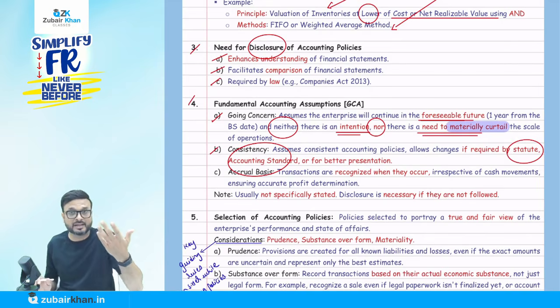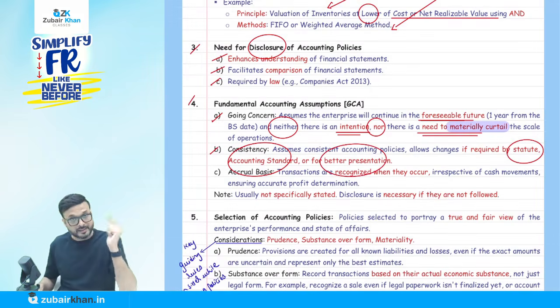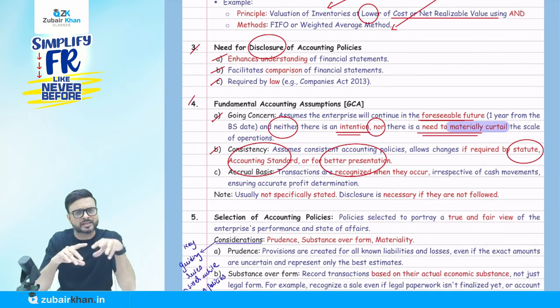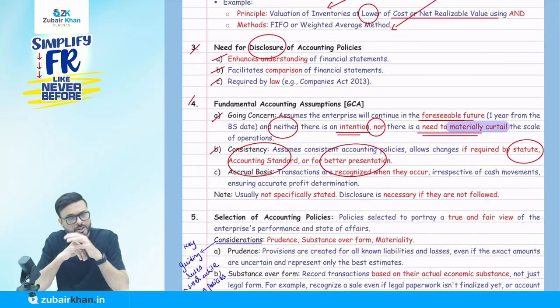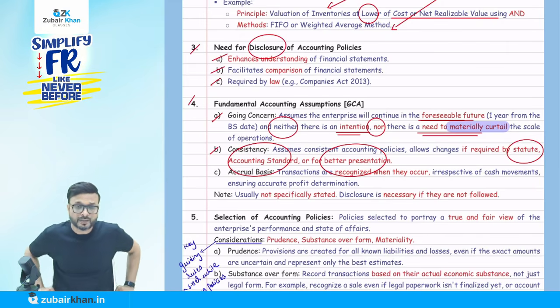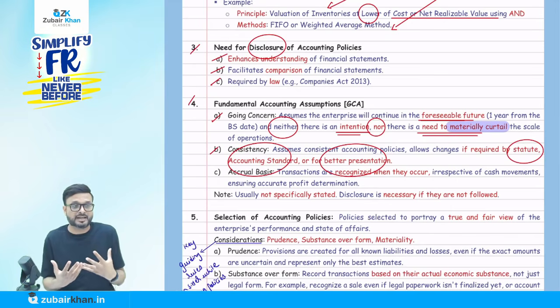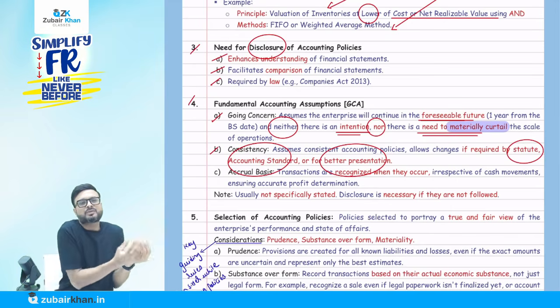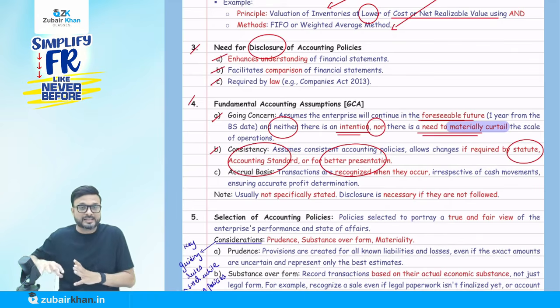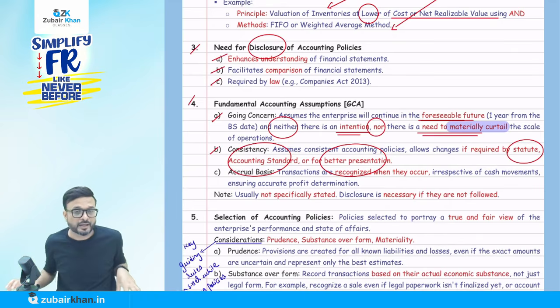Or for better presentation, listen carefully. It might happen at a certain time that we are following some accounting policy which the accounting standard allows us to follow, for example the FIFO method. But dear student, suppose tomorrow you realize that FIFO is not better for me, and it is better to go for the weighted average method. It might happen. If the price fluctuates, it is recommended to go for the weighted average method.